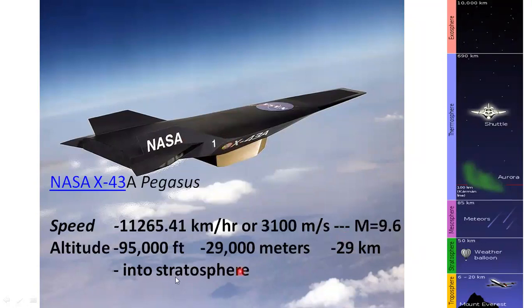This aircraft flew at an altitude of 95,000 feet, that is 29,000 meters. If you can see here, this aircraft flew in the stratosphere. Okay, this is the range of normal cruise altitude of aircraft, which flies nearly around 6 to 20 kilometers. This aircraft flew in the stratosphere, that is 29 kilometers.